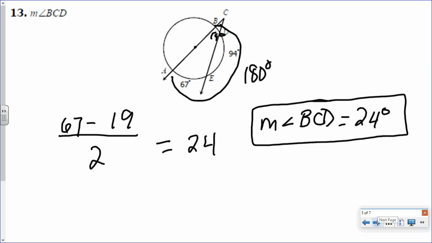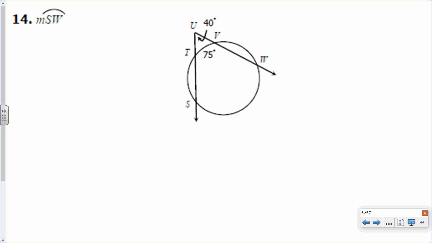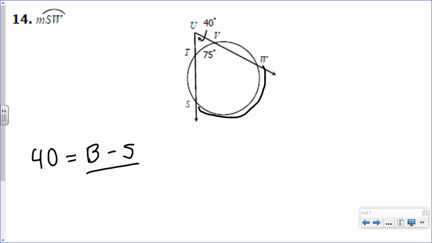Okay? And so if we look at number 14, this time we're not looking for an angle, we're actually looking for the arc. So we're looking for arc SW. Okay, so there's a couple ways we can do this, but we can see we have the exterior angle. So again, if we know the exterior angle, which is 40, is equal to the big arc minus the small arc divided by 2, we can plug in what we know, because that's the big arc that we're missing.